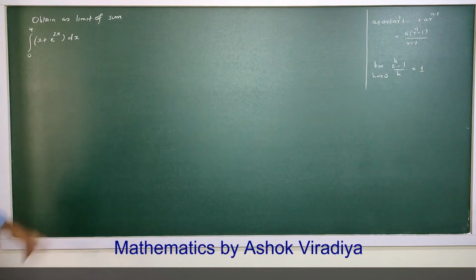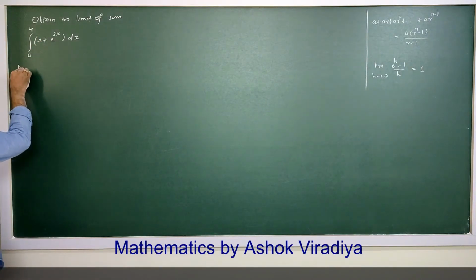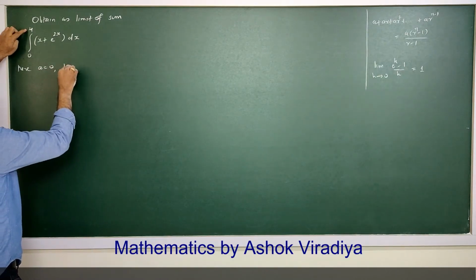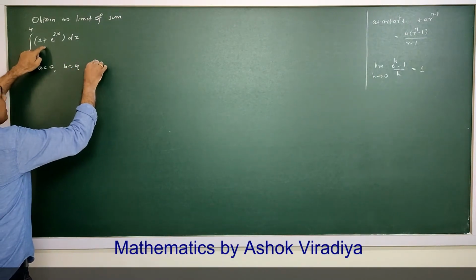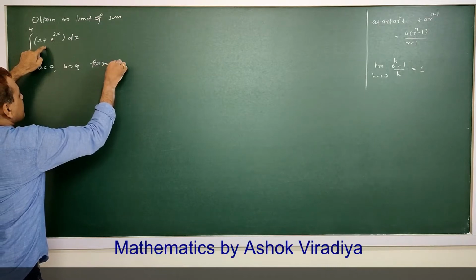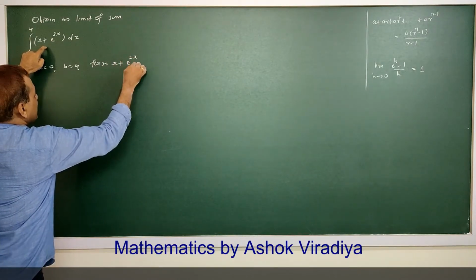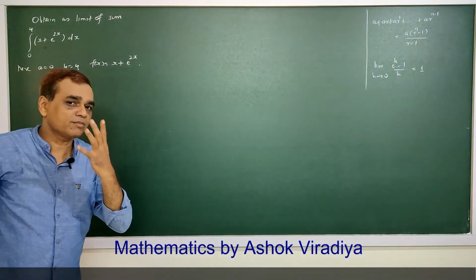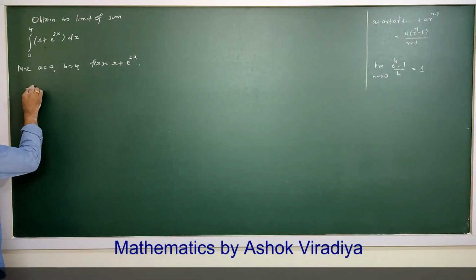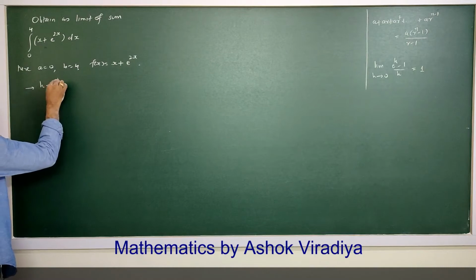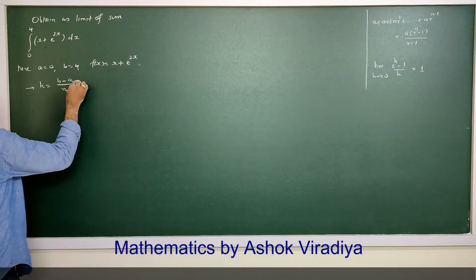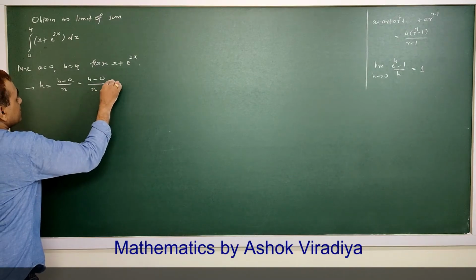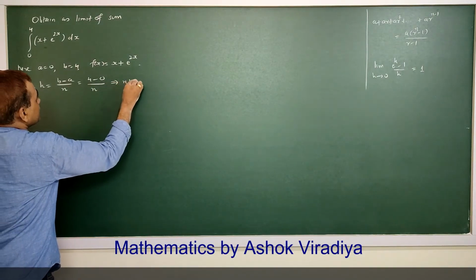Now say this question, here a is 0, b is 4 and f(x) is x plus e raised to 2x. The length of the subinterval h is (b minus a) upon n. So (4 minus 0) upon n, therefore nh is 4.